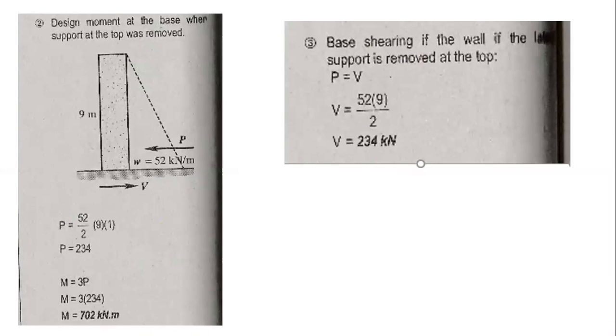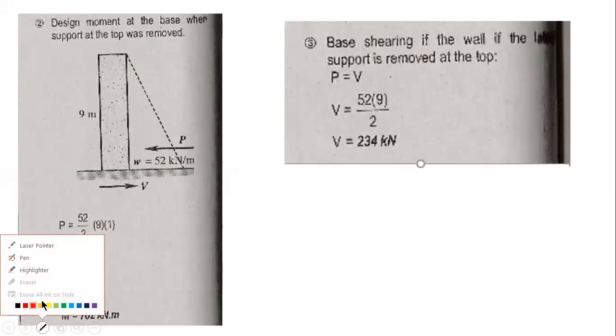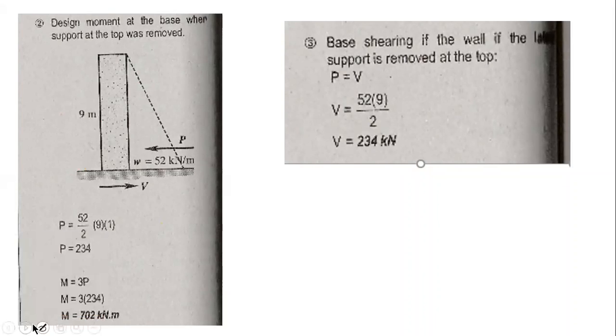The second question is to compute the design moment at the base when the top support was removed. So kung tinanggal na yung support sa taas, so magiging determinate type of beam na lang siya. Okay? So compute mo lang yung P, ito yung P is just the area of this load, 1/2 of 52 times 9. Then yung P, multiply mo ng moment arm, makakompute mo yung moment. Base shear is just equal to P na equal to 234. Okay, so I think that one was just easy.